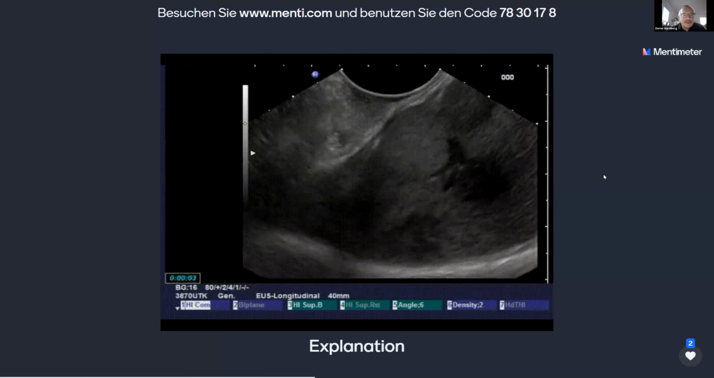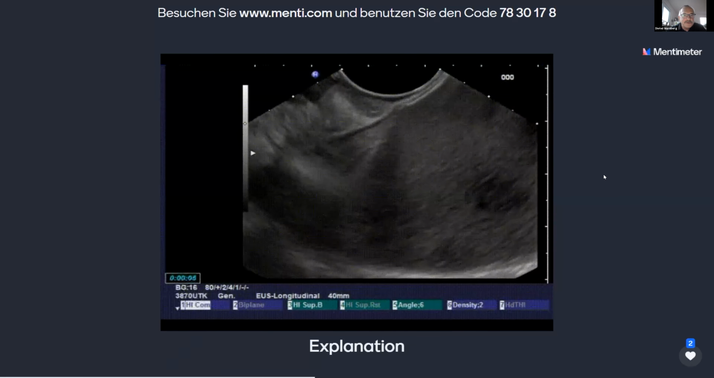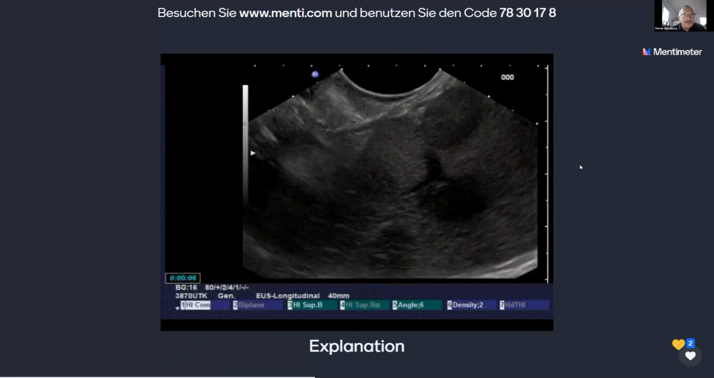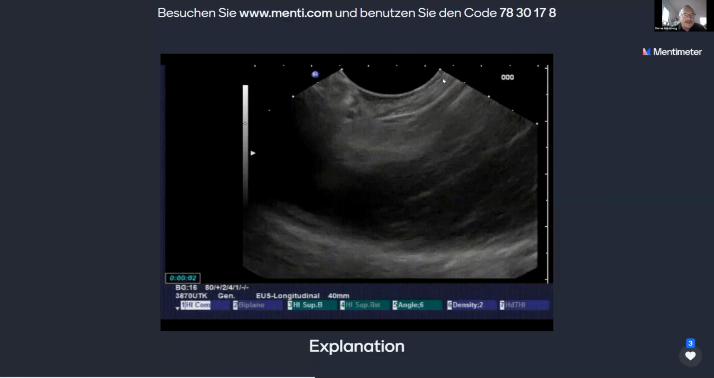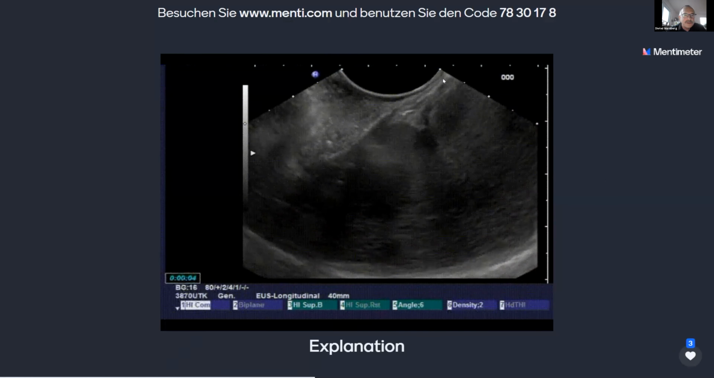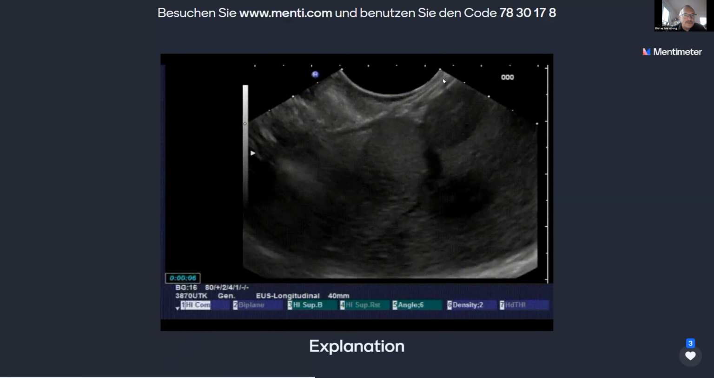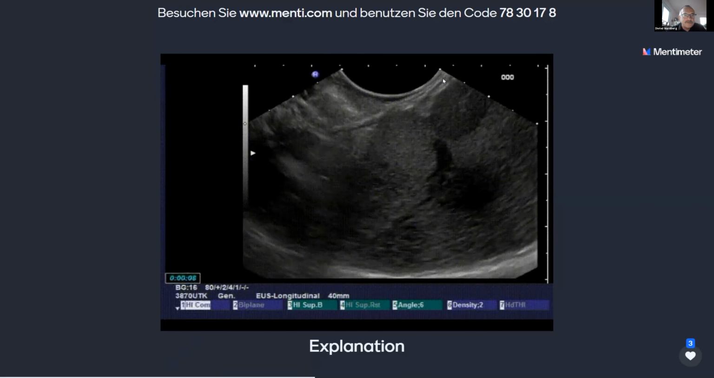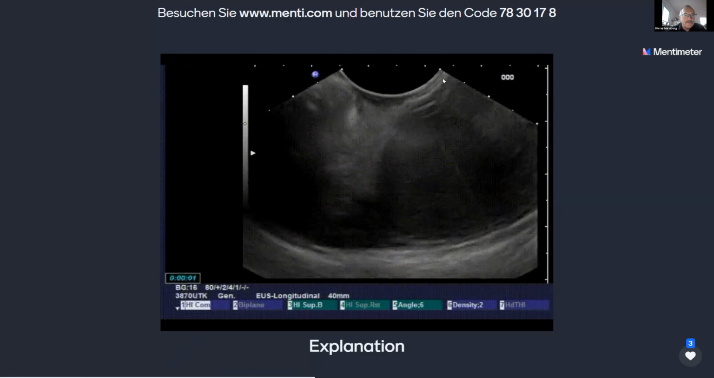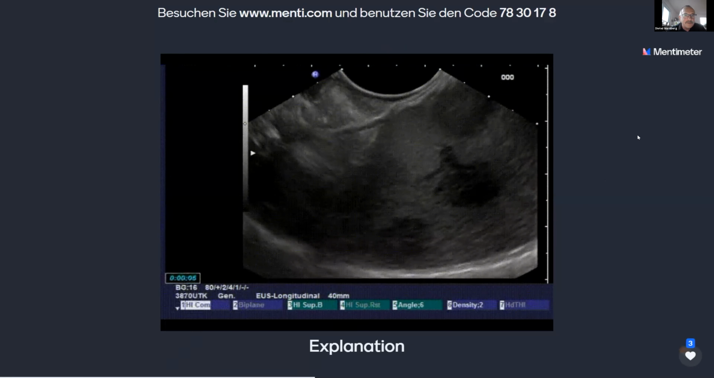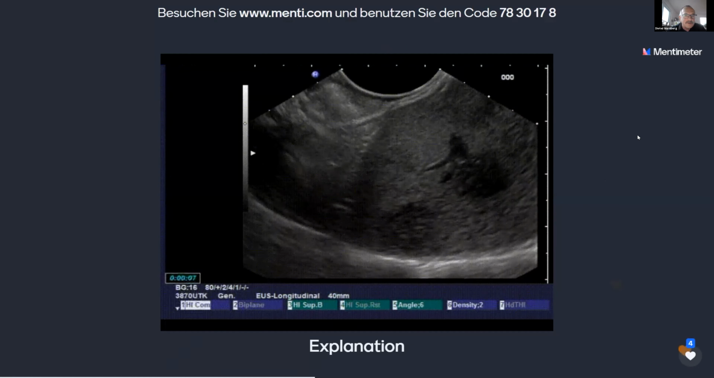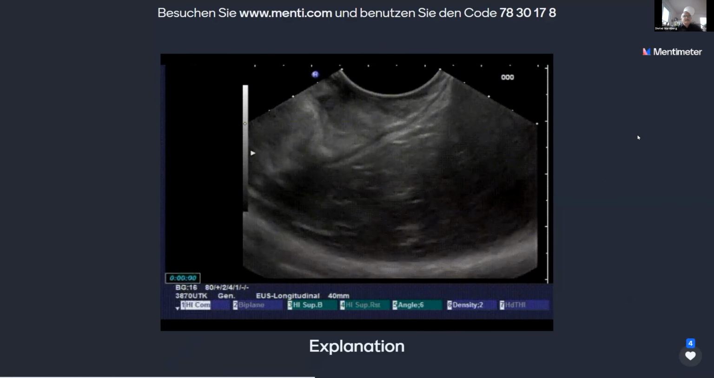Some additional explanation is a special view. Some of you have seen that we look at the spleen from inside. It's an endoscopic ultrasound picture. That is a view from the stomach, that is the wall of the stomach. And we look from the stomach directly at the hilum of the spleen. And we can see here the echo-poor region.